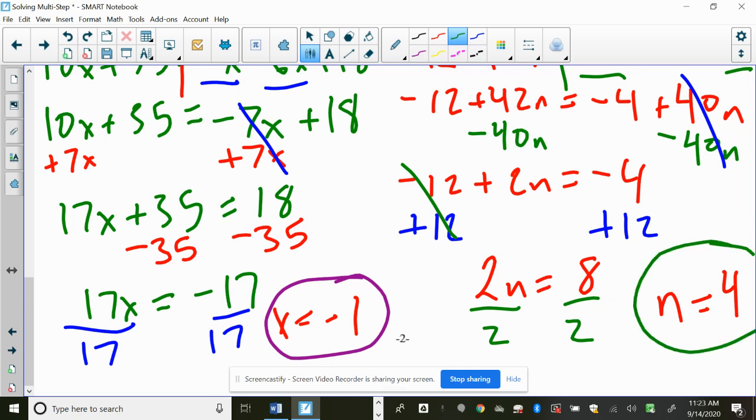Okay. So that's our lesson today on solving multi-step equations. That's what we'll keep practicing tomorrow in class.